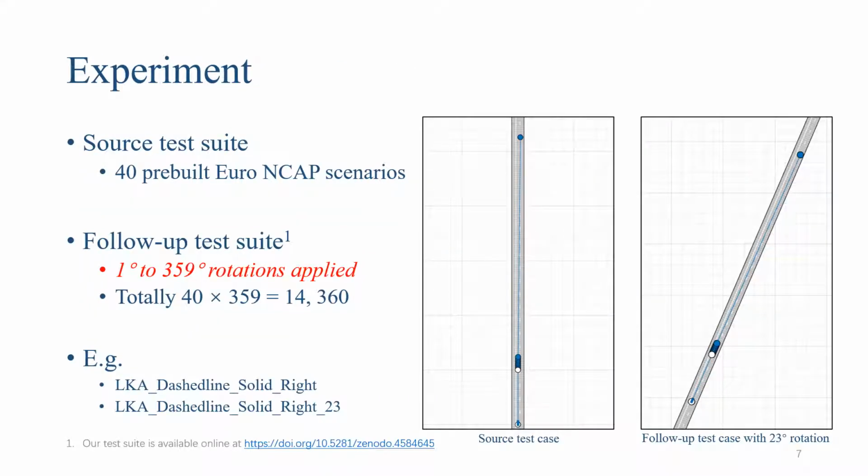So according to MR1, we develop a tool to automatically apply 1 to 359-degree rotations to the 40 source test cases. For example, a source scenario is shown in the left figure, and after a 23-degree rotation, it becomes the right one, without changing the relative pose and trajectory of the ego car with respect to the static scene. So totally, there will be 40 times 359 follow-up test cases.